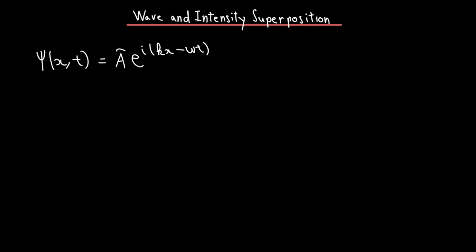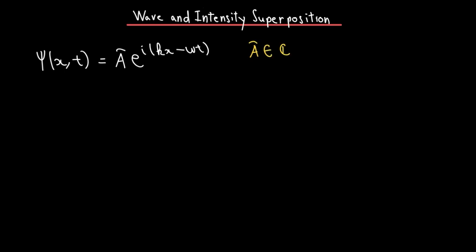Now, obviously, a trigonometric function of the form a times cosine(kx minus omega t plus phi) can also be a solution to the wave equation, but we will use the complex representation because we will see it has some mathematical advantages. Now, the factor a tilde is actually a complex number.